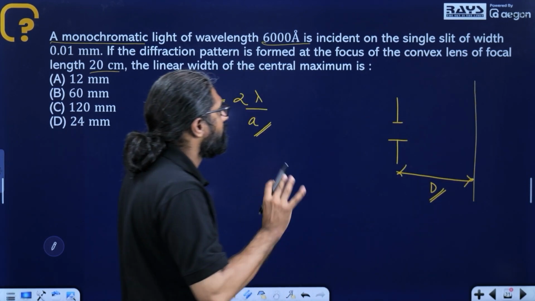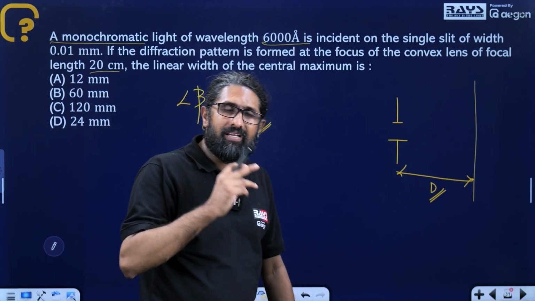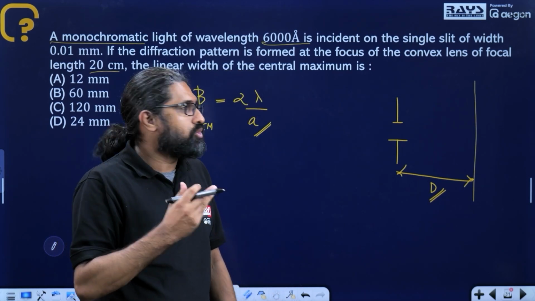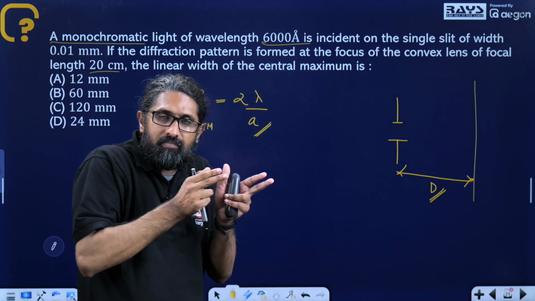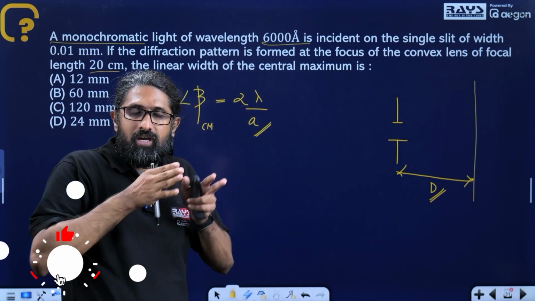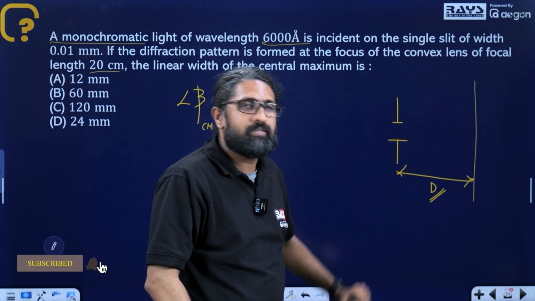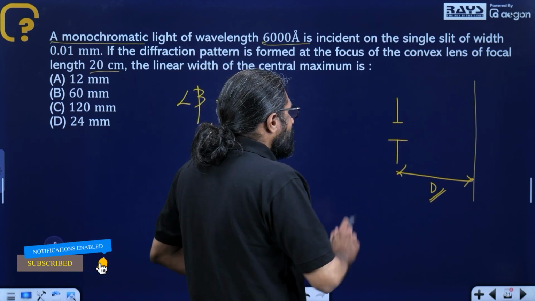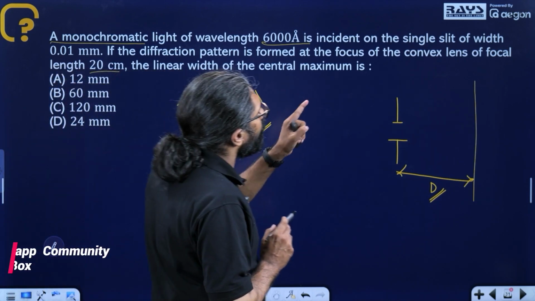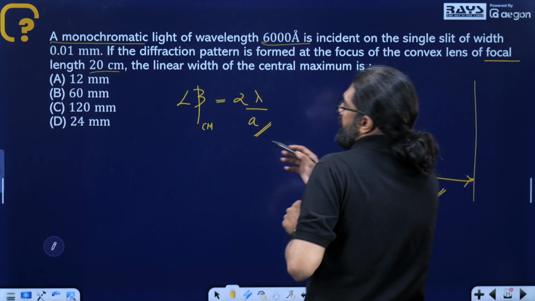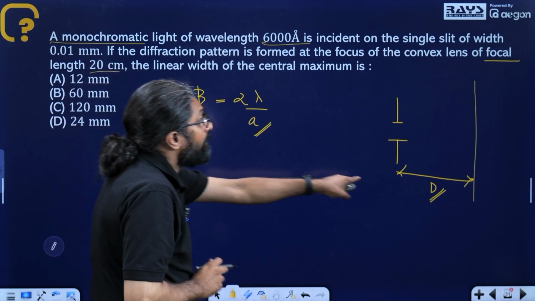This is the case of Fraunhofer diffraction. It is also understood that in Fraunhofer diffraction we use a convex lens to obtain the diffraction pattern on a screen, because you need some help to converge the radiation that is leaving the slit. Now, instead of capital D here, in this question, you should understand the fact that we can use the focal length of the converging lens in place of capital D.